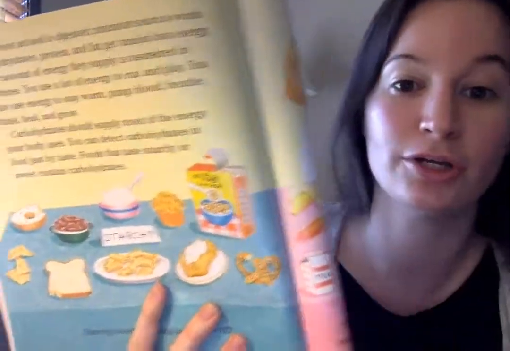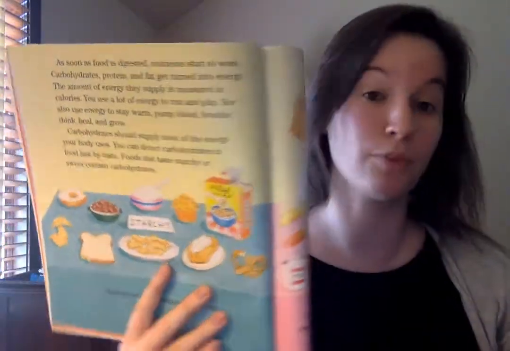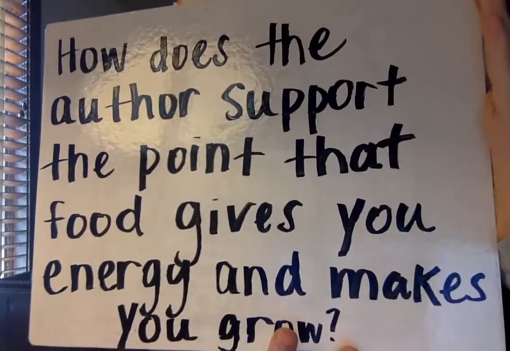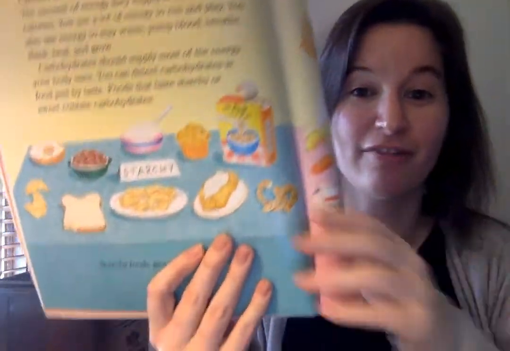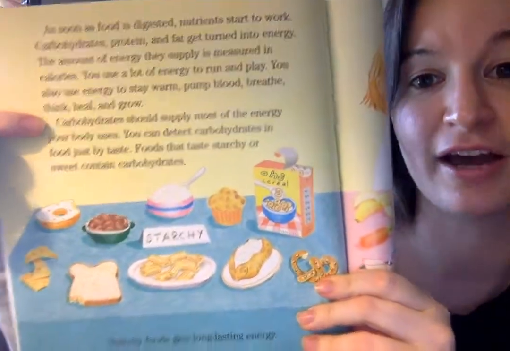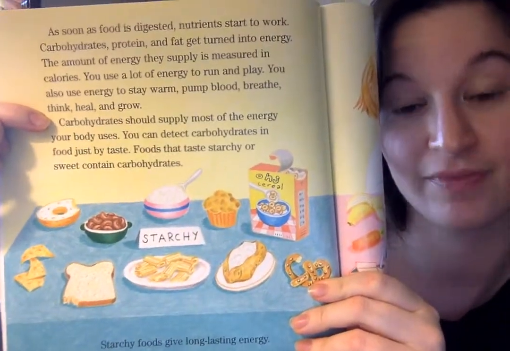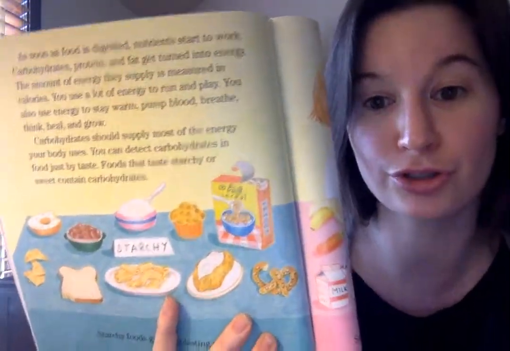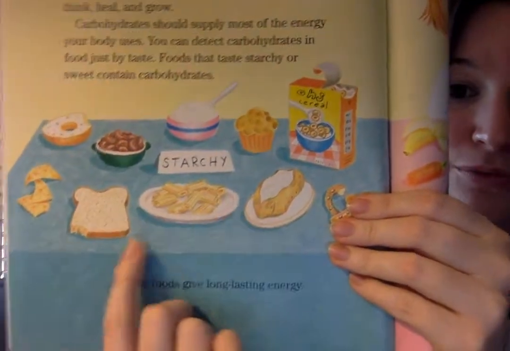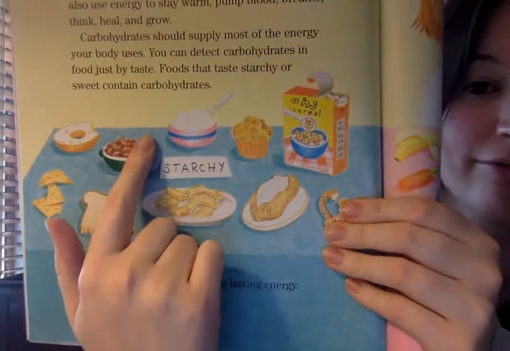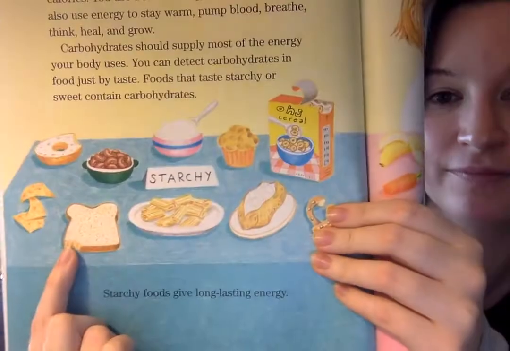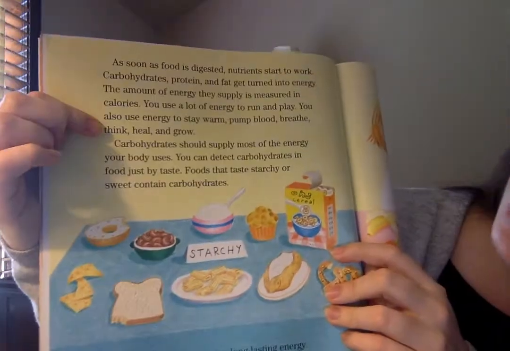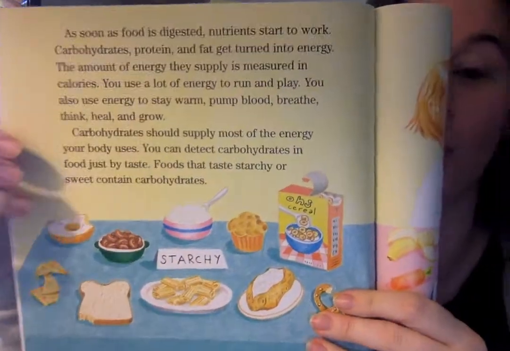So right here, I'm already noticing that the author is supporting our key point that food gives us energy, right? The author is showing us that food gives us energy because the author tells us that carbohydrates supply us energy. And we know from our previous few pages in the text that carbohydrates are a nutrient found in food. It's a really common nutrient that we find in foods like rice and potatoes and bread. And the carbohydrates give our body energy so we can do things like breathe and grow and heal and stay warm.